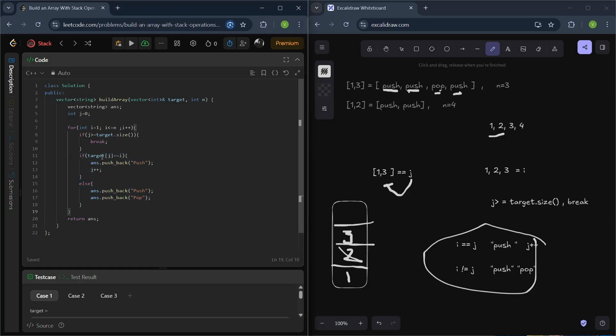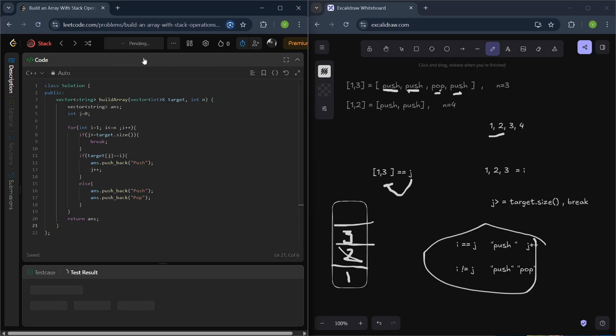First, if target of j is equal to this i value, then we are going to use a push function, correct? And then we are going to increase the j value over here. If i is not equal to j, the else condition, we are going to use push, then pop. Fair enough. And for the special condition, if the size exceeds on increasing the j value after the last push, if the j value is greater than the target size, then we are going to break from the loop and end this. At the last, we are going to return the answer.